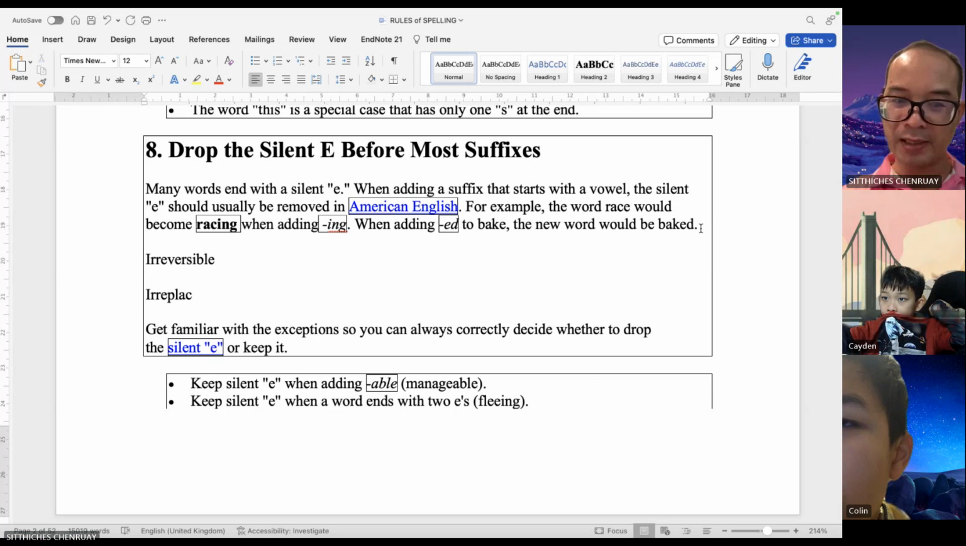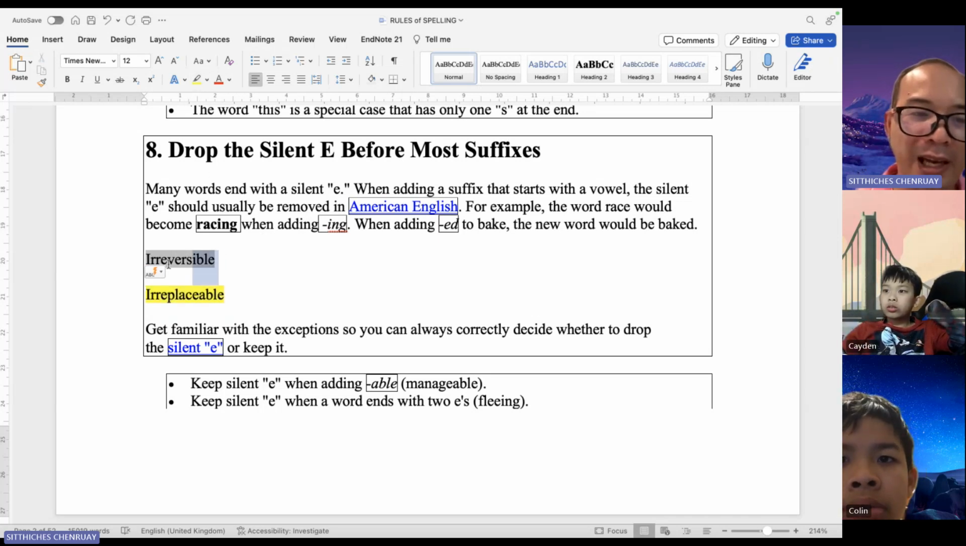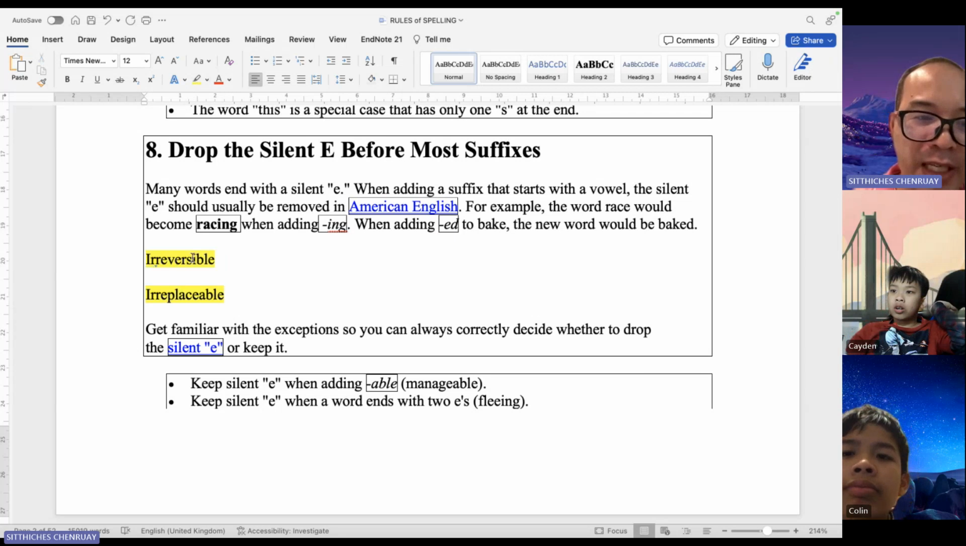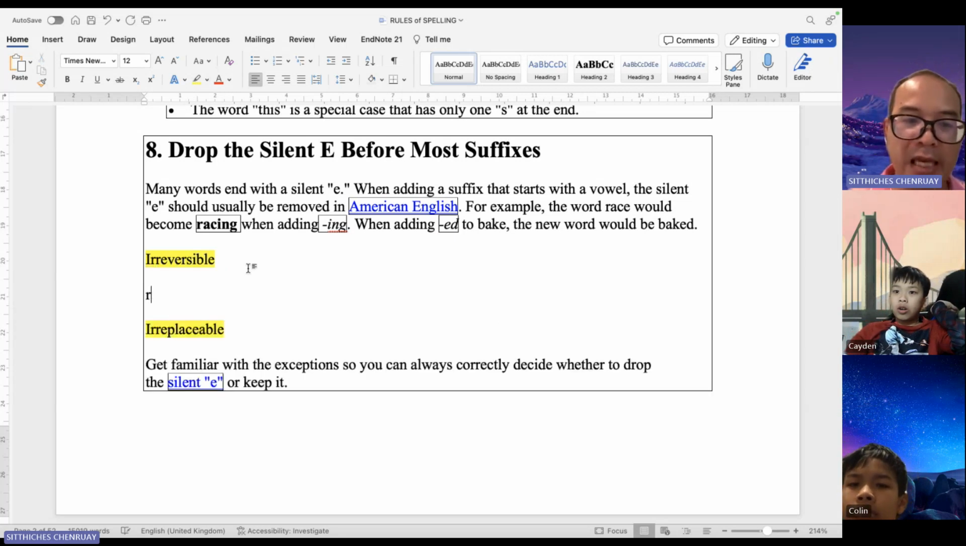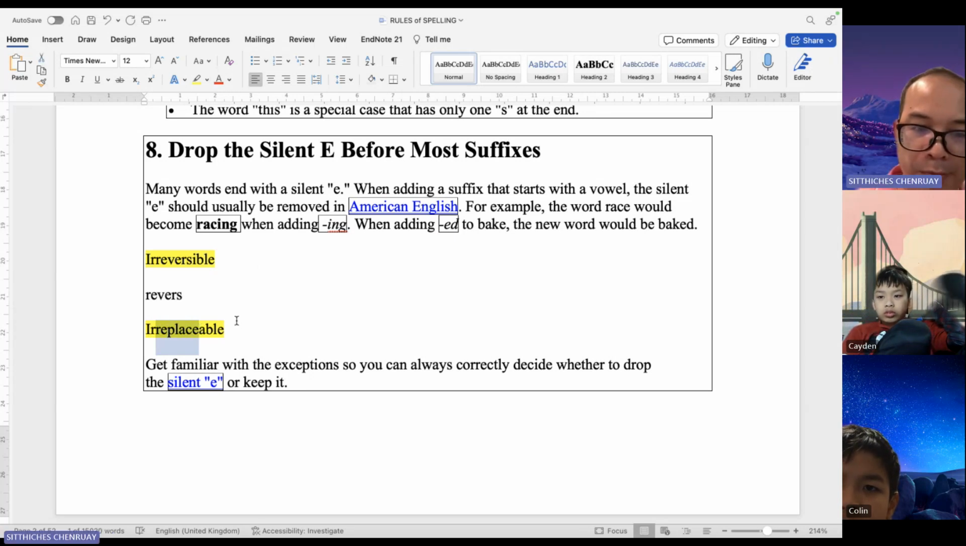C-I-B-L-E. This one, C-E-A-B-L-E. Okay, irreplaceable. These two words have different systems. The first one, reverse, normally uses E at the end, right? But when you put the word able, it changes to I, and there's no E as well. And replace, we put all the root word, the base word, and then add able.